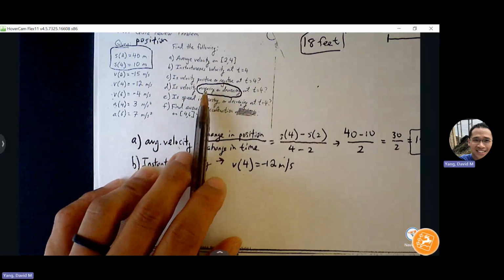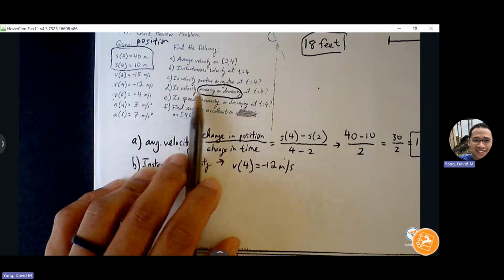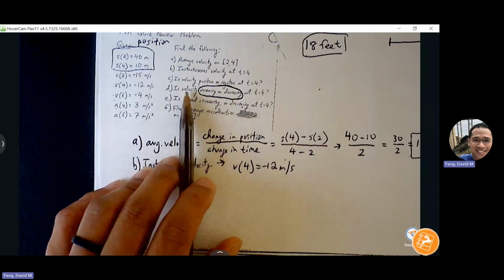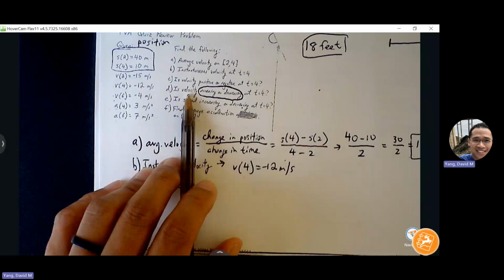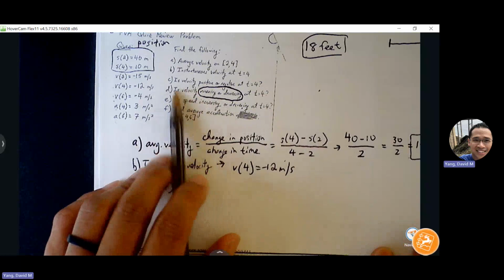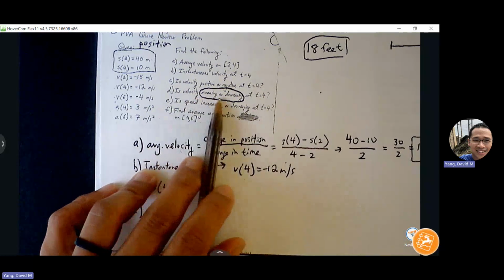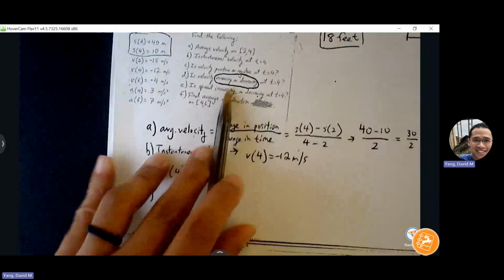Acceleration, yeah. It's talking about the rate of change of velocity. And the rate of change of velocity is basically the slope of velocity. The slope of velocity is acceleration. So this is basically just asking about acceleration. So in other words, part D is basically saying, is acceleration positive or negative, but it's phrased in this way. Is velocity increasing or decreasing?